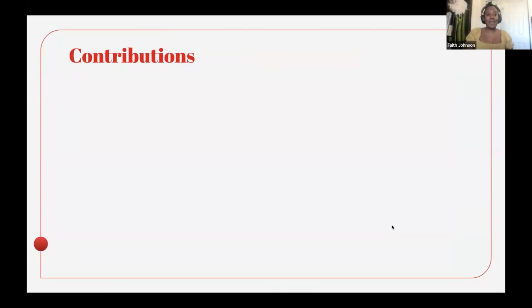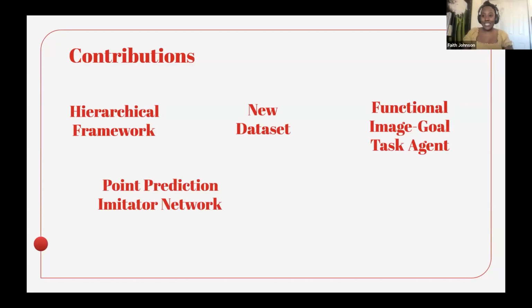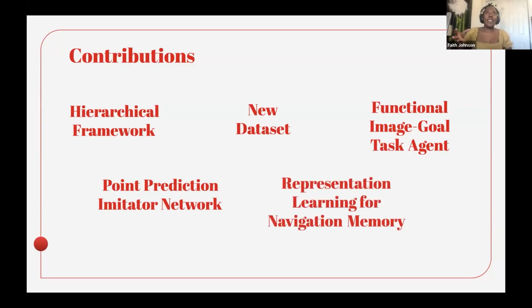So just to recap what I've been talking about, we made a hierarchical framework for visual navigation that splits the problem into easier bite-sized pieces inspired by how humans actually attack the navigation problem. We have a new data set for learning human-like exploration strategies and policies. We have a functional image goal task agent that uses this point prediction imitation network that imitates human-like exploration policies. And then the new way of thinking about memory for navigation, where we've reframed it as a representation learning problem.